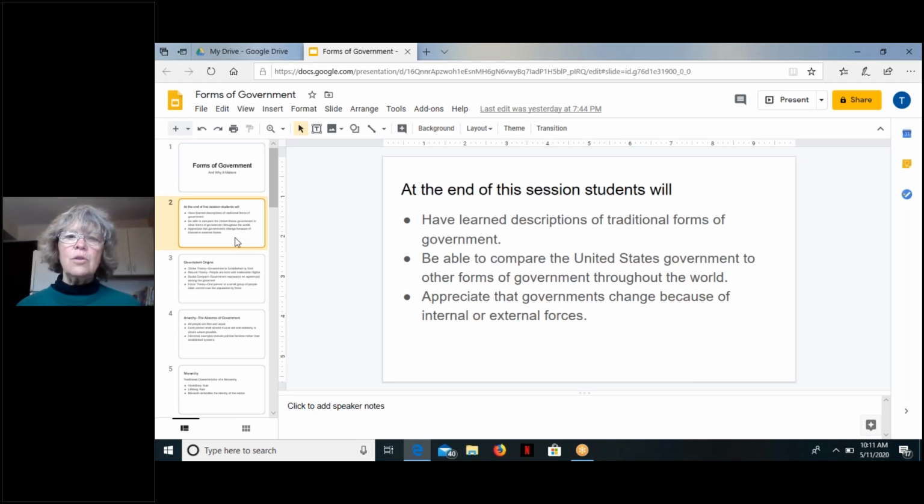And the first of those goals is that at the end of the session, students will have learned descriptions of traditional forms of government. The second goal is that students will be able to compare the United States government to other forms of government throughout the world. And the third goal is that students will appreciate that governments change because of internal and external forces.